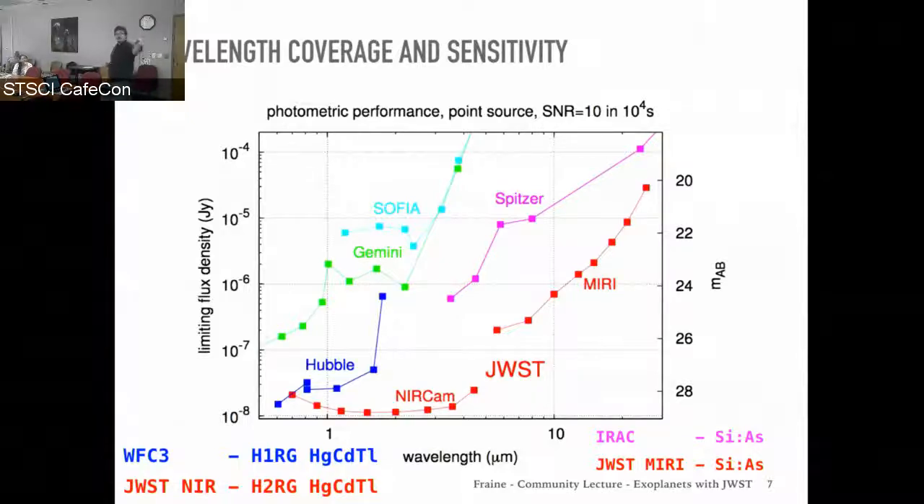It's a silicon arsenic detector, as in IRAC and IRS, but with a better signal to noise and, of course, spectroscopy. With IRS, we were only able to use that on a few exoplanets. With MIRI LRS, we're expecting to use it on most exoplanets, or most hot exoplanets.